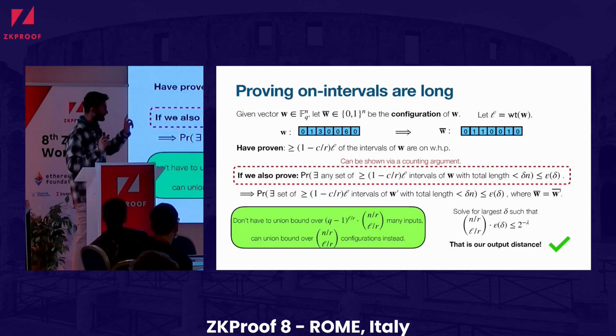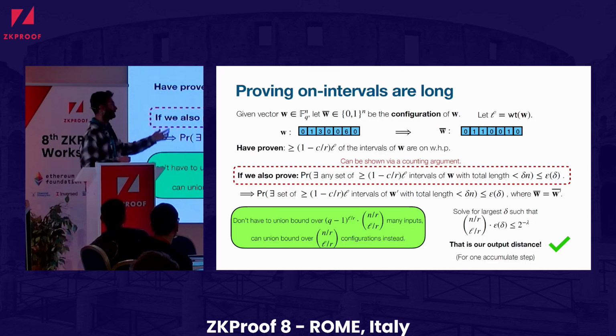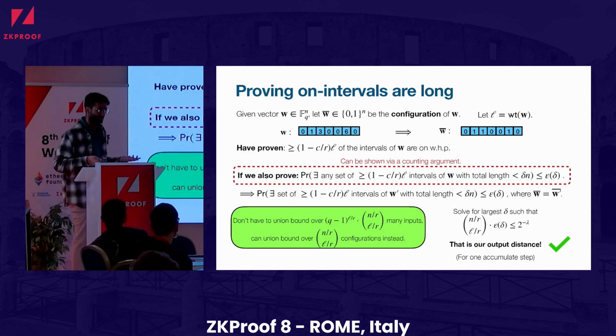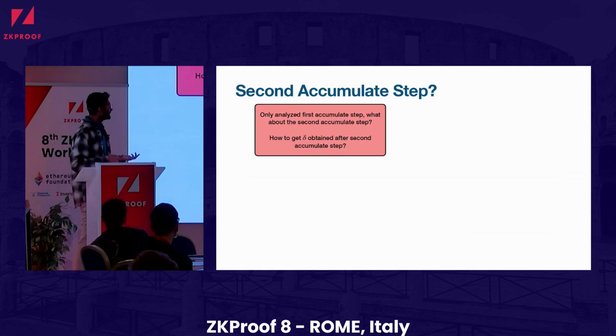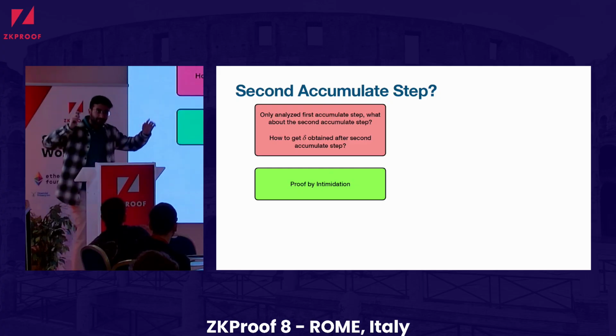And that is a very, very slight lie, because at the beginning of the talk, we said that we're only going to analyze the first accumulate step. So indeed, this is our distance that we obtain after the first accumulate step. What you get after the second accumulate step is, again, a little bit more complicated and tedious. And what I'm going to do is I'm not actually going to give you a mathematical proof of it. I'm going to give you a proof by intimidation.